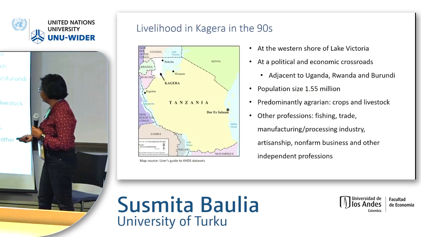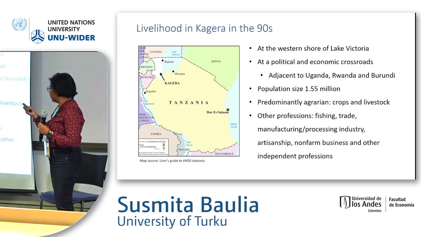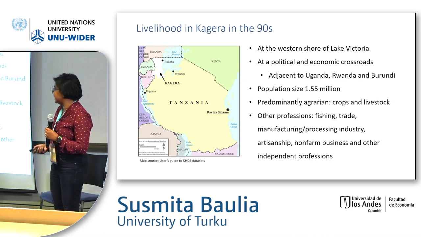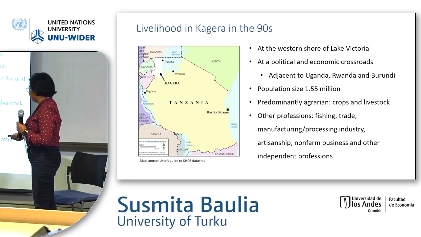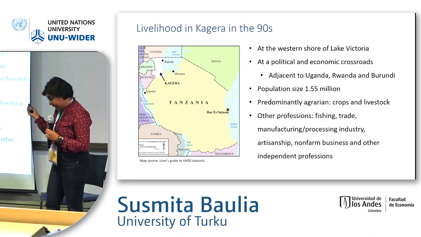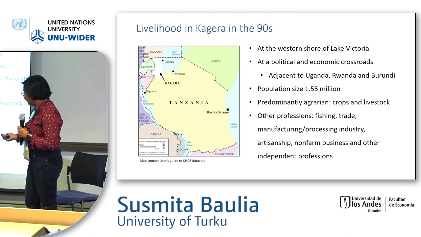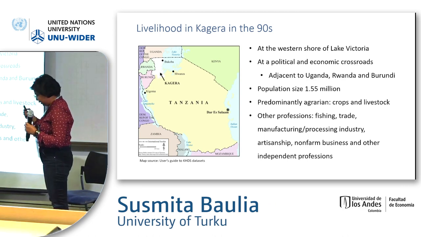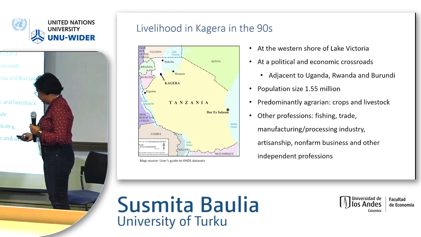And this is the Kagera region for you. So it's at a political and economic crossroads and adjacent to Uganda, Rwanda, and Burundi. The population size in the early 90s was 1.55 million, and it is a predominantly agricultural society. And it was hit hard by the HIV AIDS epidemic. So it's important to see how their diversification strategies have helped them over the generation to survive.